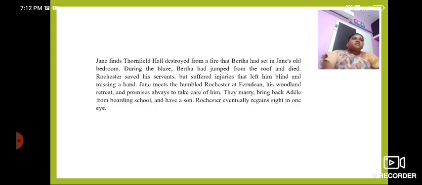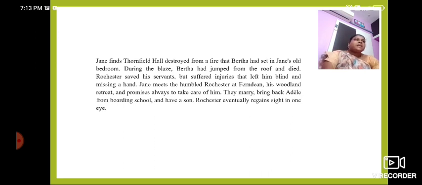Jane finds Thornfield Hall destroyed by fire, and learns that Bertha had set it from Jane's old bedroom. During the blaze, Bertha jumped from the roof and died. Rochester saved his servants but suffered injuries that left him blind and missing a hand. Jane meets the humbled Rochester at Ferndean, his woodland retreat, and promises always to take care of him.